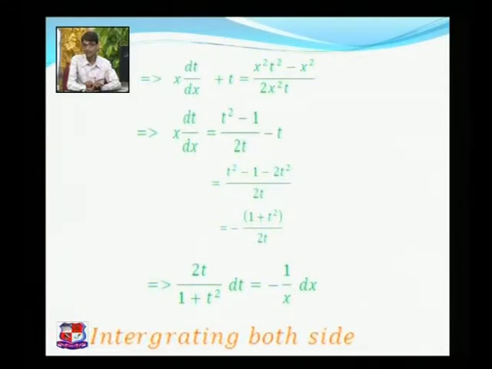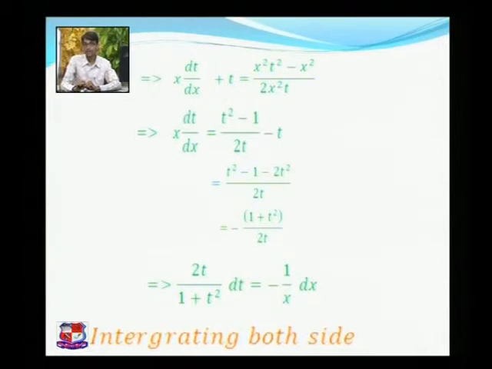Here in this step the variables are separable, because in the left hand side all the terms are containing t, and in the right hand side the terms containing x. So here variables are separable. So now onwards we can solve this differential equation by the method of variable separable.